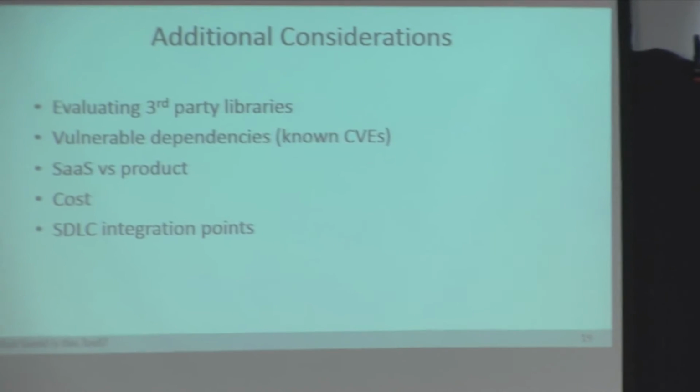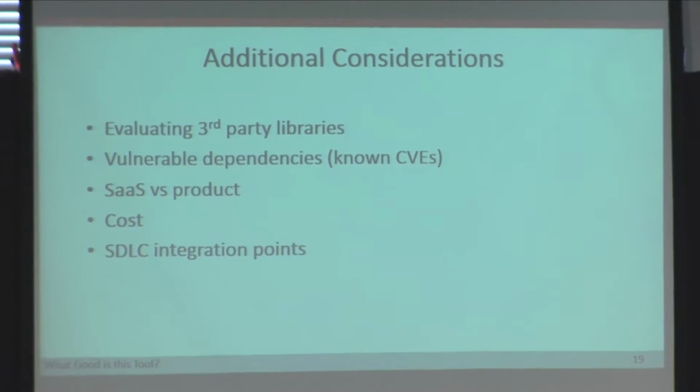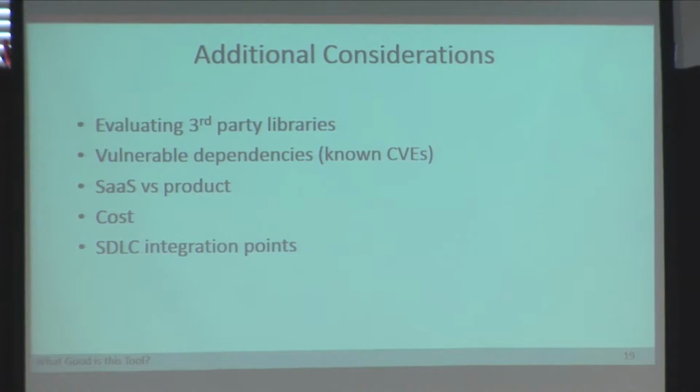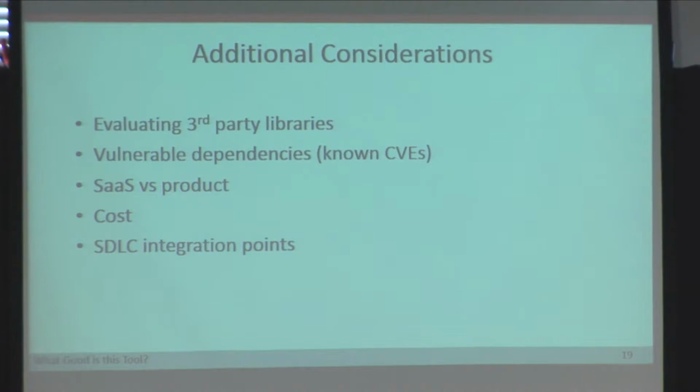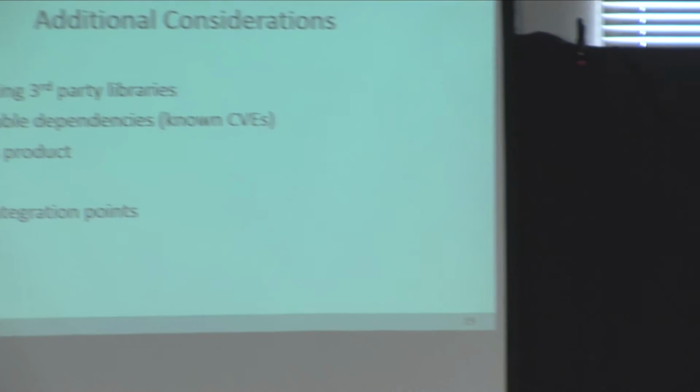Some additional considerations in general: evaluating third-party libraries, right? So static analysis usually doesn't go through libraries at all, right? Some vendors' solutions do, but most of them don't. They just look at the method signature and kind of go through it. And they use the markup, the rules that they've created, to say that this method signature is causing a vulnerability or it's not, right? So if looking at third-party libraries is important to you, you need to check for that. Vulnerable dependencies, right? Known CVEs.